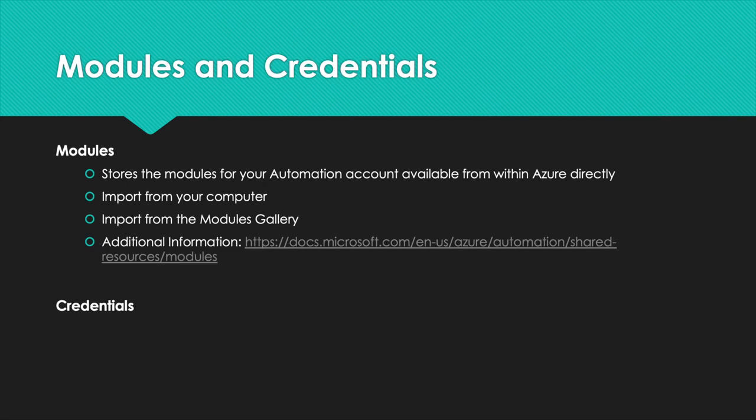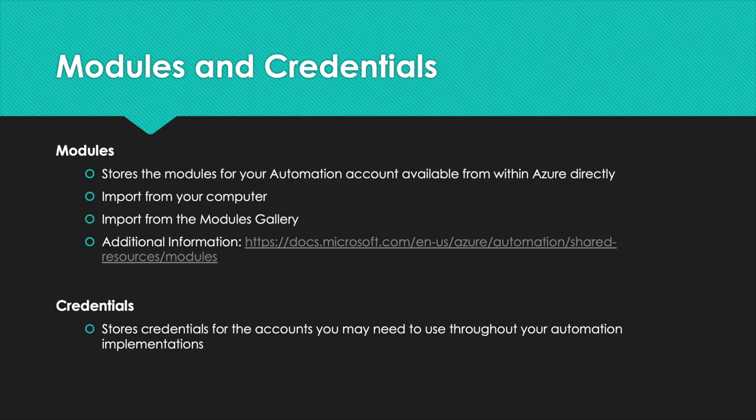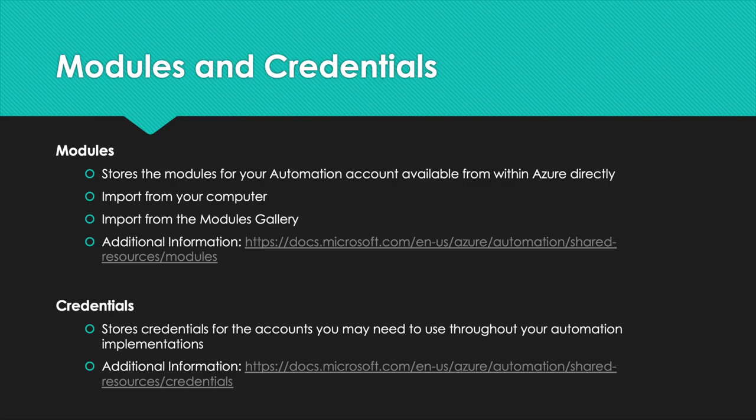And then we have credentials. The credentials section stores the credentials for the accounts that you may need to use throughout your automation implementations. For instance, you may need a service account from an on-prem environment or a service account in your Azure environment to ensure that your automations work correctly and you have a single account for that particular automation solution. Credentials is where you'll store that information, and you'll be able to refer to those credentials securely from within your runbooks.